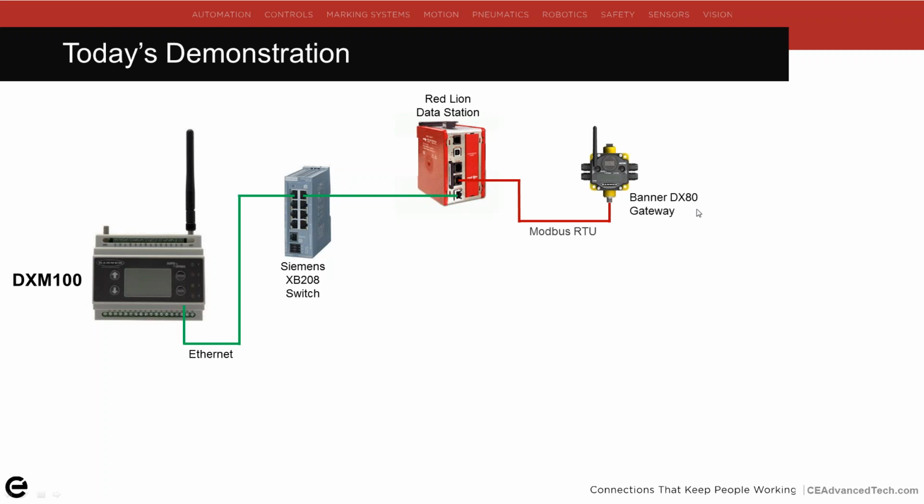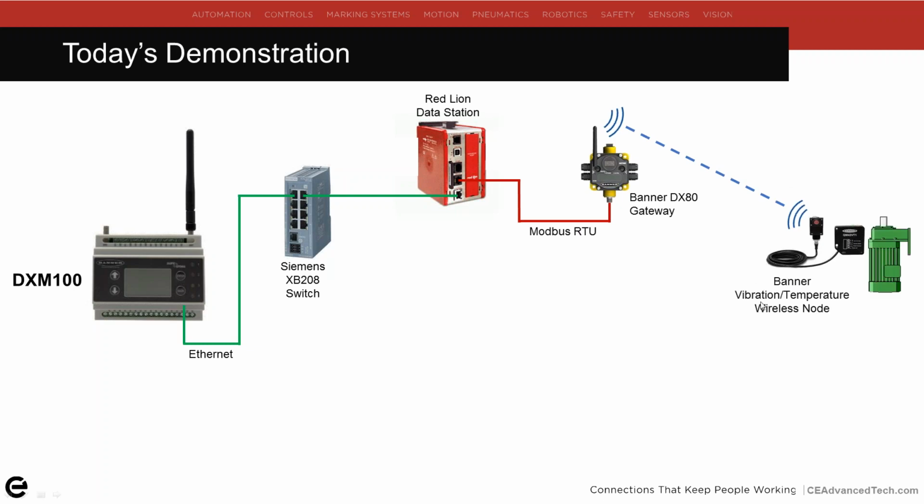So right now I'm communicating with a Banner DX80 gateway, which is communicating to my wireless temp and vibe node. Now, in an effort to fully disclose here, traditionally I would be communicating directly from the Banner vibration temp wireless node to the DXM100. The reason I didn't is because my equipment was 2.4 gigahertz instead of the 900 megahertz that the DXM100 that I have is actually running.